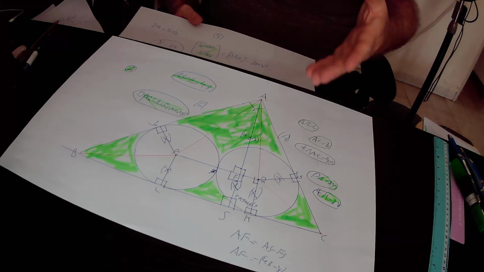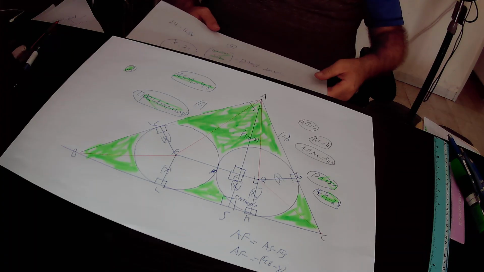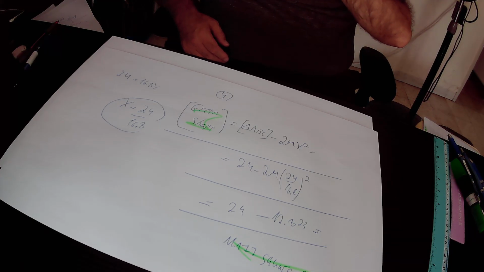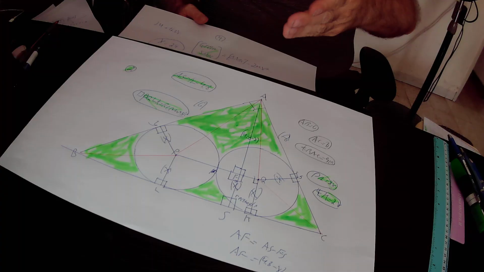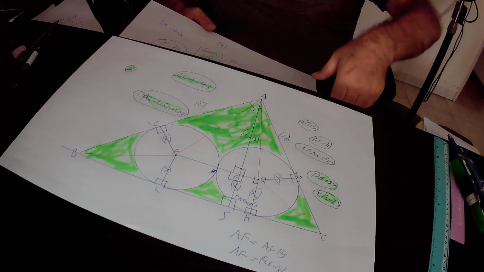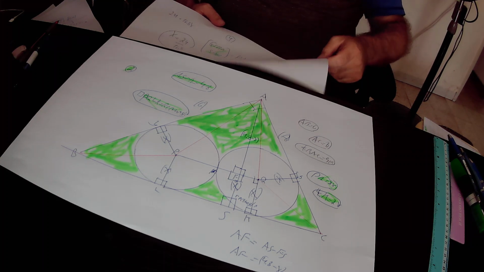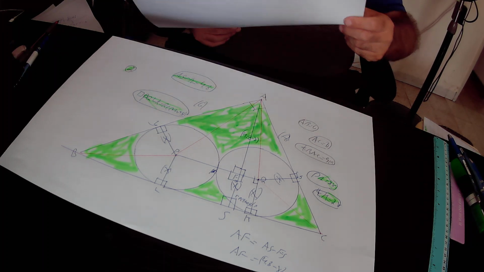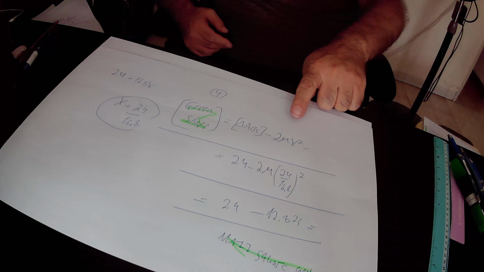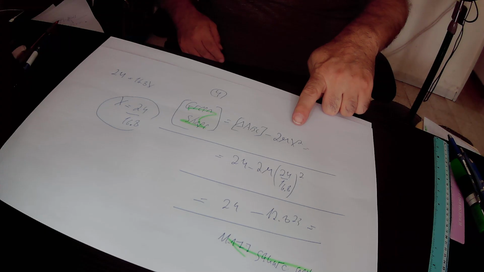So the area of this green shape equals the area of the big right triangle ABC minus the area of those two small circles. The area of those two circles in total equals the area of one circle times 2 because they are identical. The area of one circle is pi x squared, therefore the area of those two circles equals 2 pi x squared. The area of ABC is 24. Here minus 2 pi x squared.